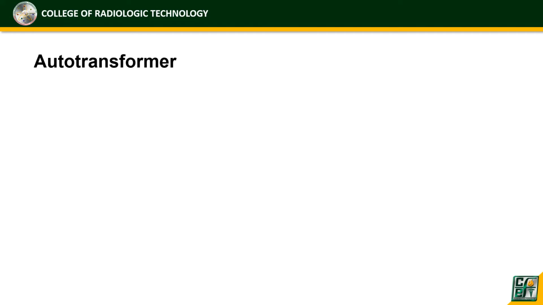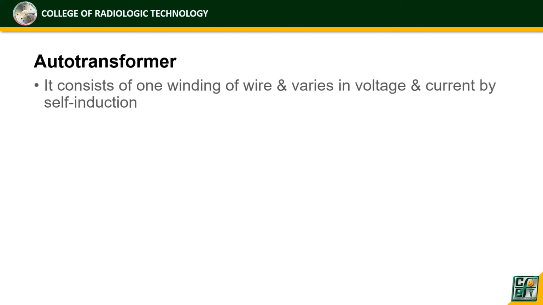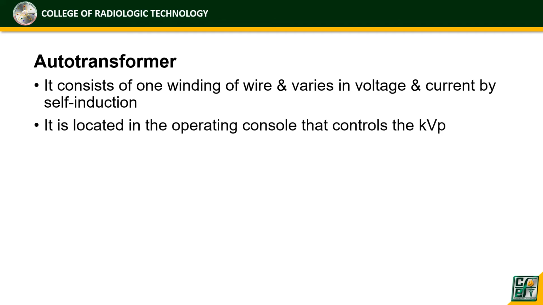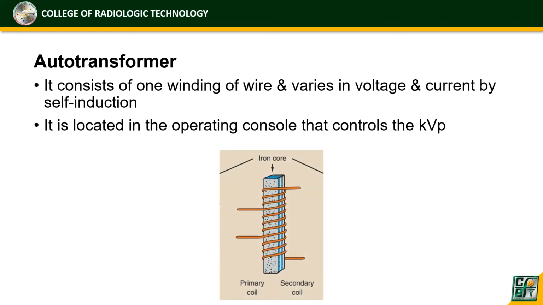Okay, the next one is the autotransformer. It consists of one winding of wire and varies voltage and current by self-induction. It is located in the operating console that controls the kVp of our X-ray imaging system. Okay, so that is an illustration of an autotransformer.